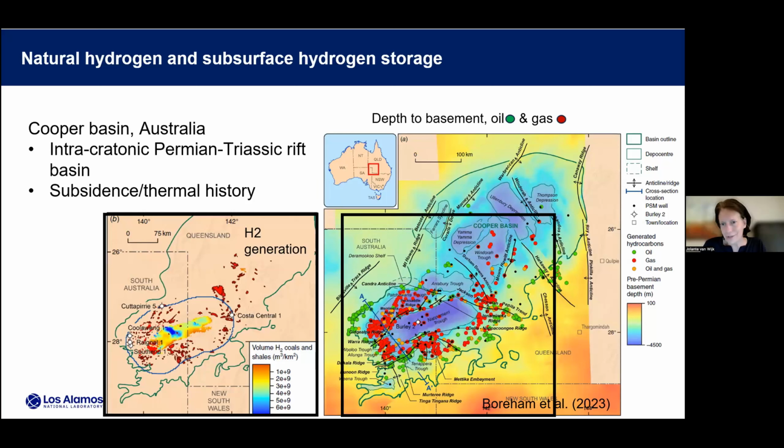From the maturation of kerogen, we would expect that organic hydrogen would be produced at depths larger than natural gas, so perhaps in the deepest portions of that Cooper Basin. And the map towards the left shows in the colors where, in fact, it's predicted that hydrogen would be generated, and it's in these deepest parts of this Permian-Triassic rift basin.